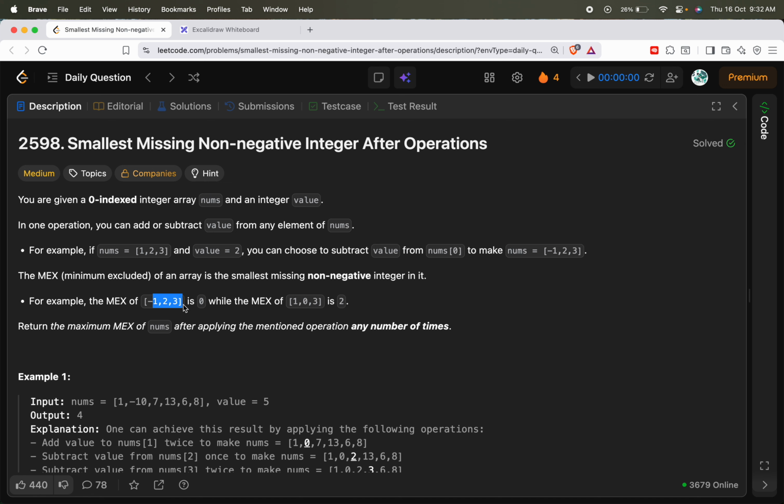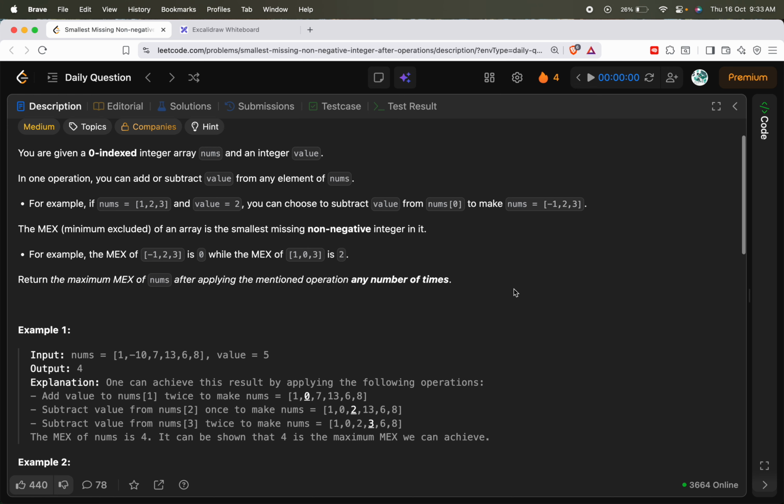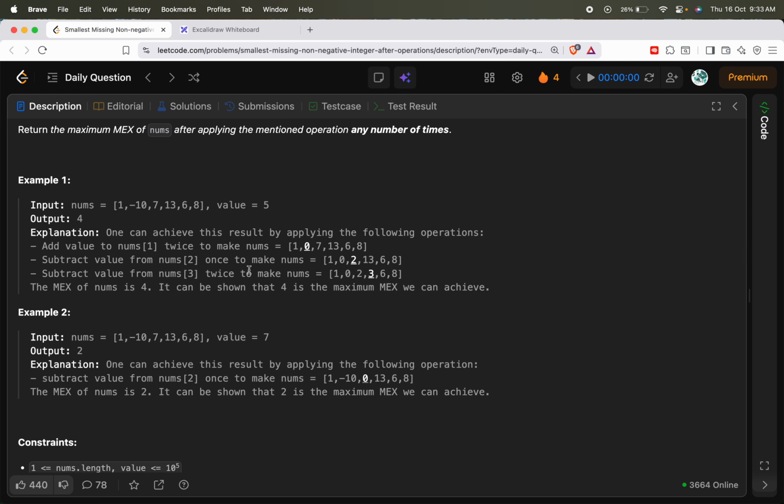Here the first non-negative integer is 0, and 0 itself is missing in this given array. So 0 is the MEX here. Return the maximum MEX of nums after applying the mentioned operations any number of times. We have been given the freedom that you can apply that addition or subtraction any number of times. So let us look at the examples.